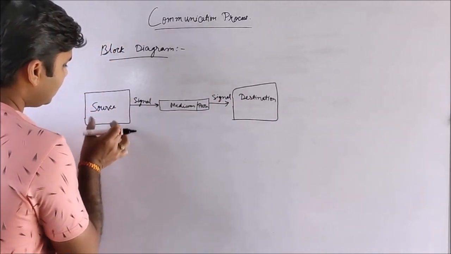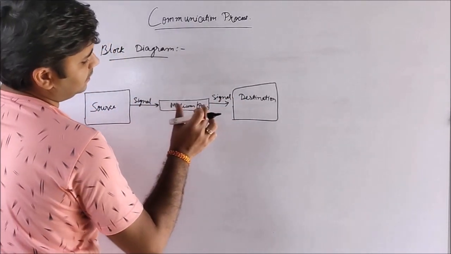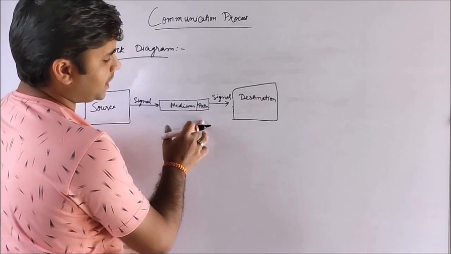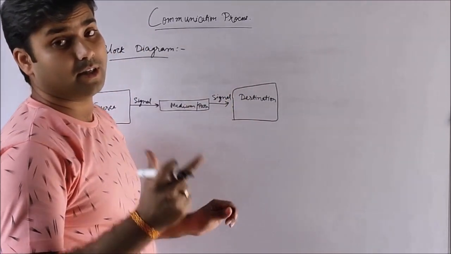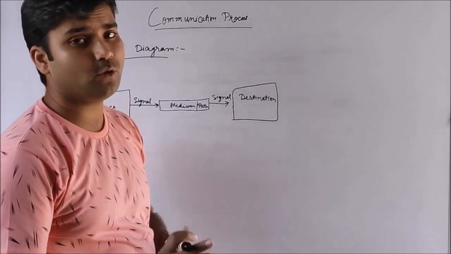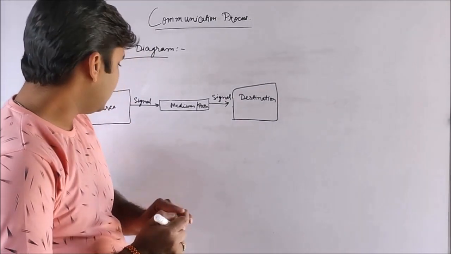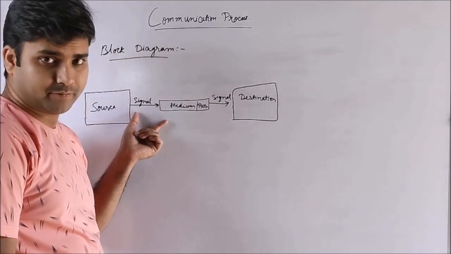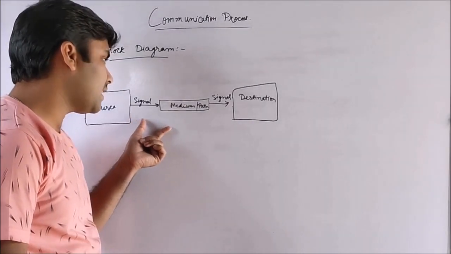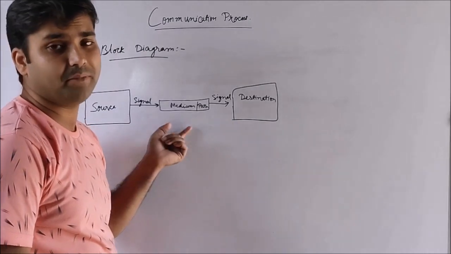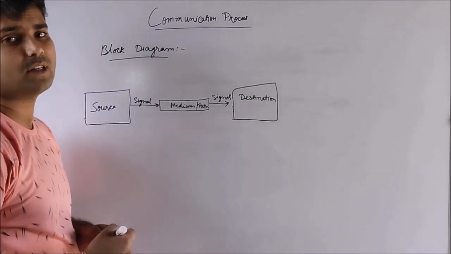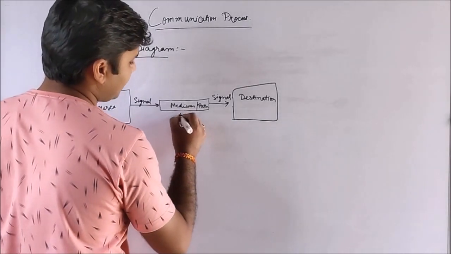This is also a signal. So the source has generated the signal and it is passing through a medium or path, and the signal is reaching the destination. But here is one thing that you need to understand. Whatever a source is creating, while being transferred through the medium, some sort of noise is added to it.